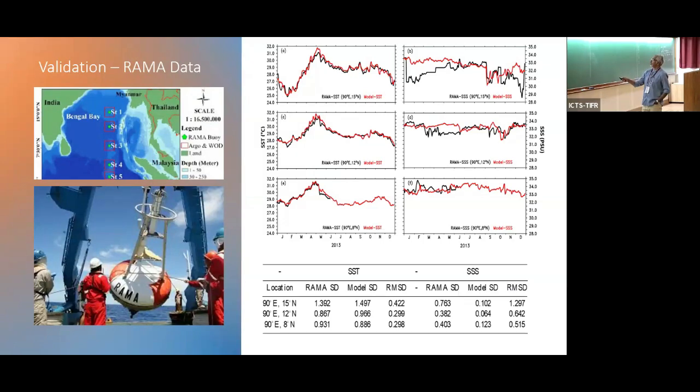These left panels are for the sea surface temperature for the 15, 12, and 8 degree north buoys. The red one is from the model and the black is from the data. There is a very good correspondence between the model sea surface temperature and the buoy data. But when we come to the salinity, you see that there is quite a bit of difference, quite a bit of departure.